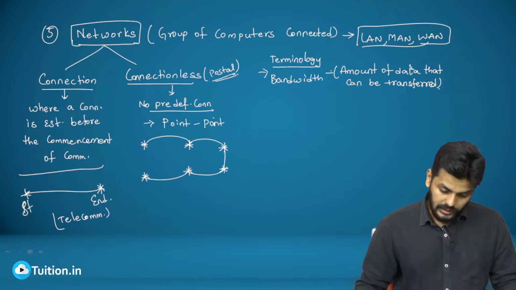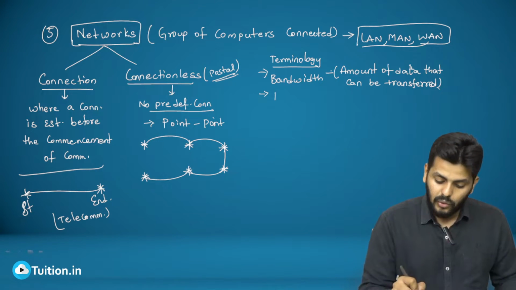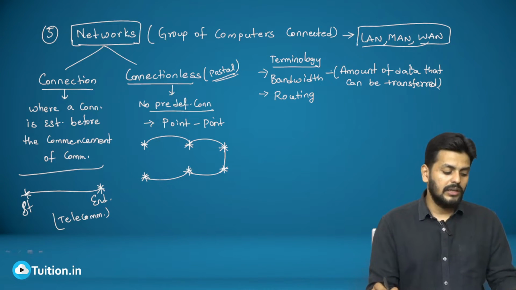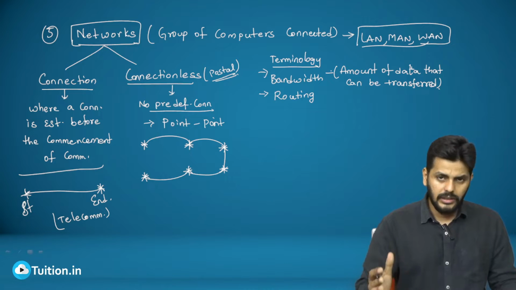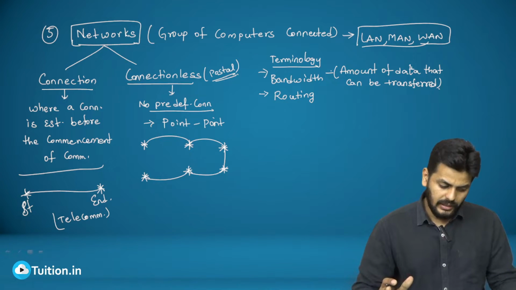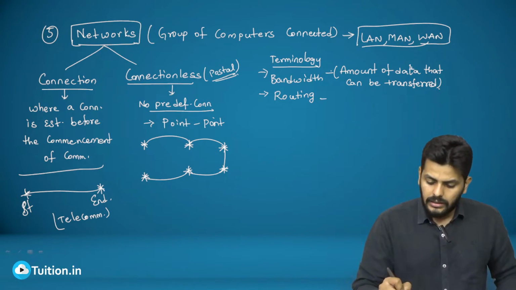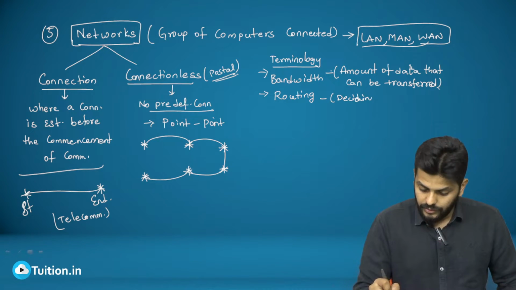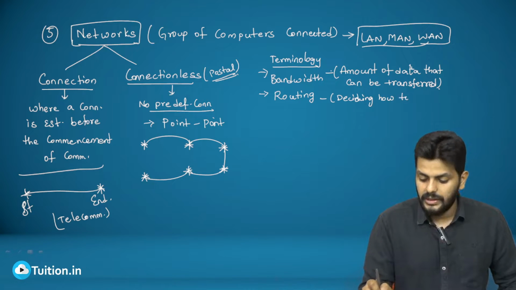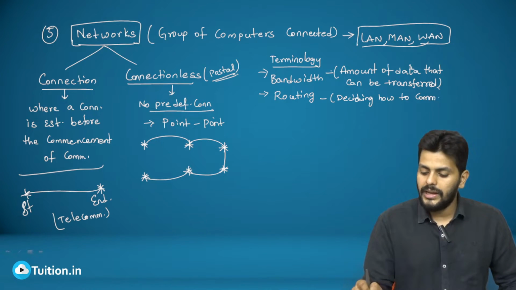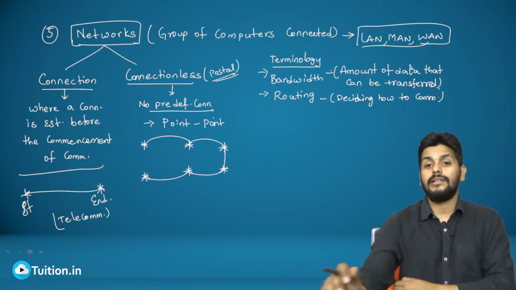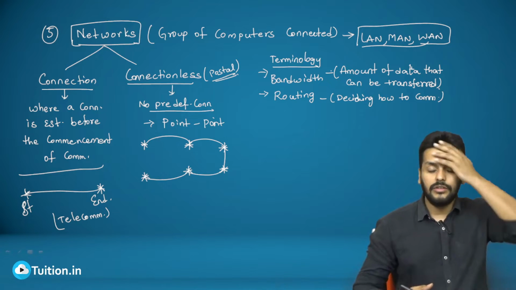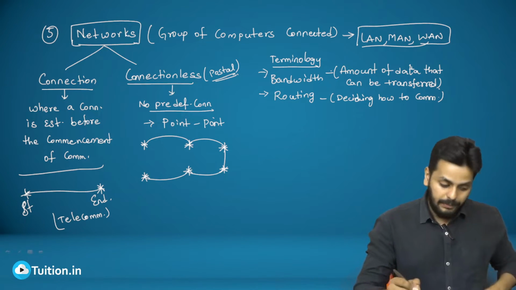Then we talk about the next word, which is routing. We have devices called routers. Routing is nothing but how the data moves from one place to the other, in short deciding how to communicate, which is the shortest route, how I will reach the destination quickly. All these are taken care of by the routing function. Routing is a function performed by networks in sending the data to the right person.